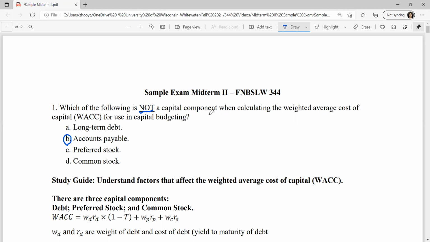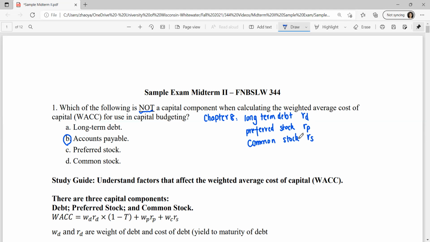When we learn capital components in chapter 8, we learned that there are 3 capital components: long-term debt, with a cost of debt RD, preferred stock, with a cost of preferred stock RP, and the common stock with a cost of equity RS.